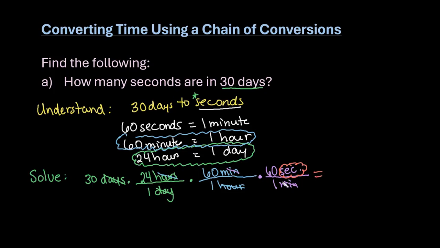As far as plugging this into the calculator, all you would do, because they are all in the numerator, you're just going to multiply. So if you're using a cell phone calculator, or really any calculator for that matter, you would just plug in 30 times 24 times 60 times 60. And when you do this, you do get a very large number.